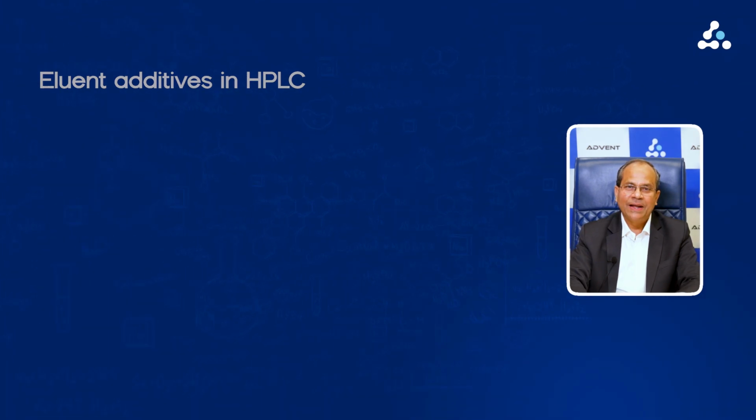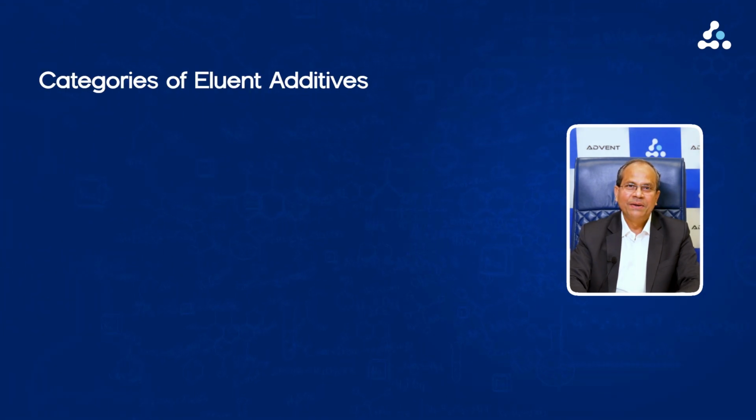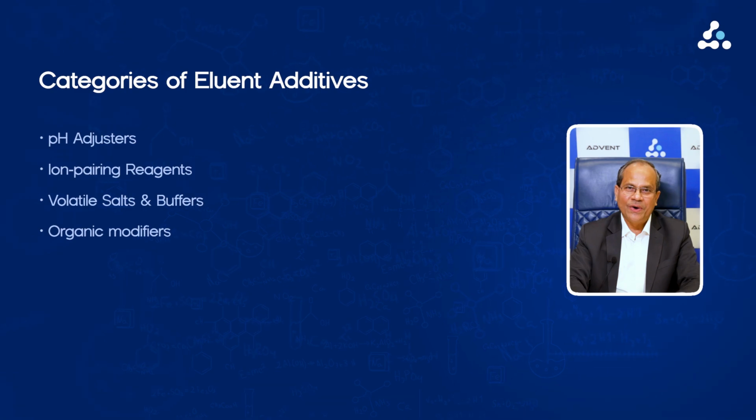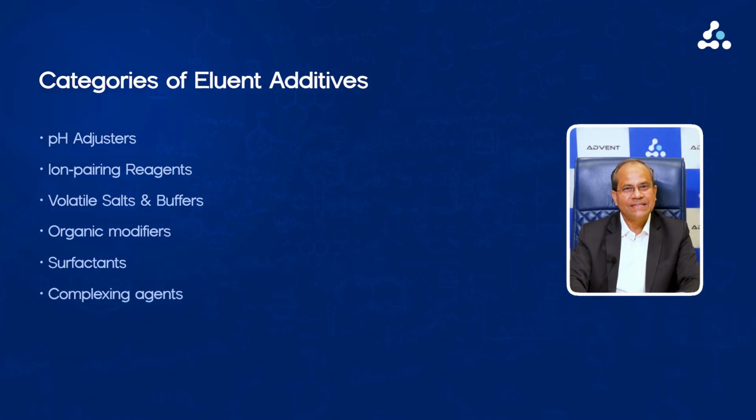Now coming to different categories, based on the way they influence the mobile phase and HPLC analysis, they can be broadly classified into 6 categories: pH adjusters, ion pairing reagents, volatile salts and buffers, organic modifiers, surfactants and complexing agents. We will take them one by one.